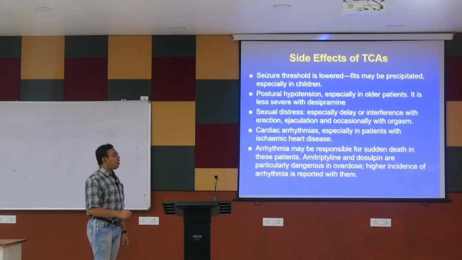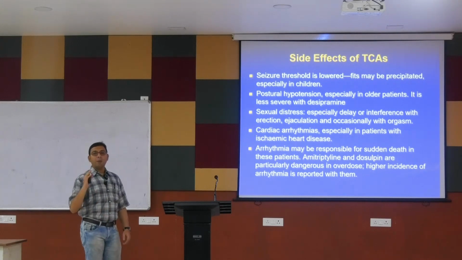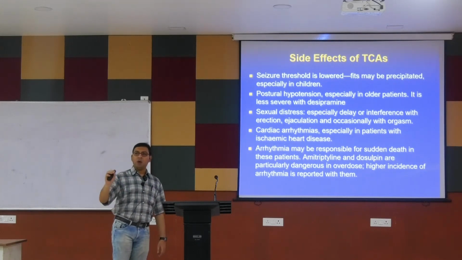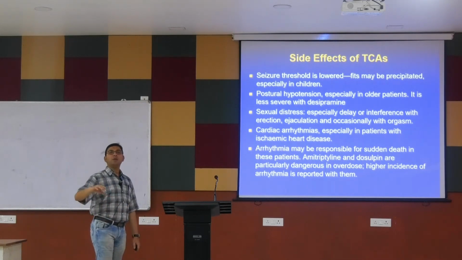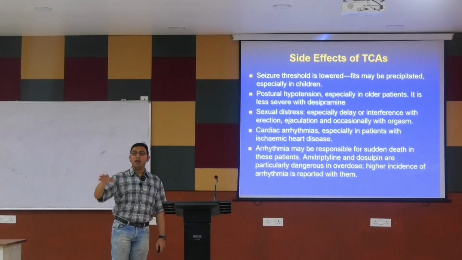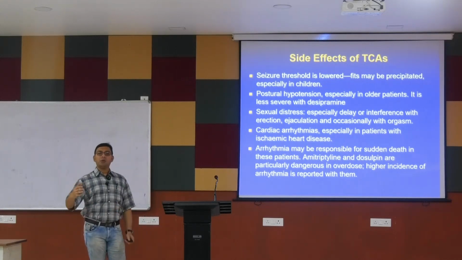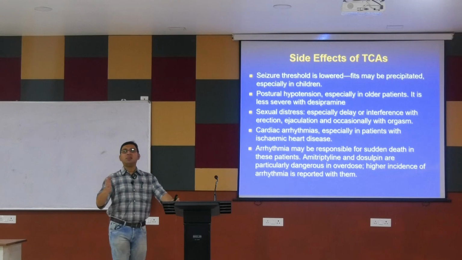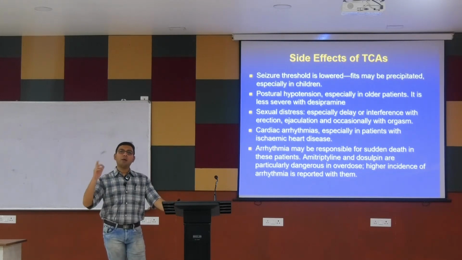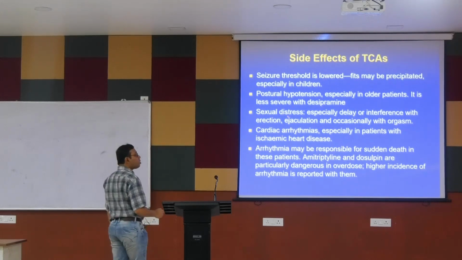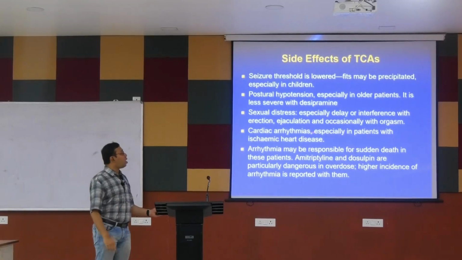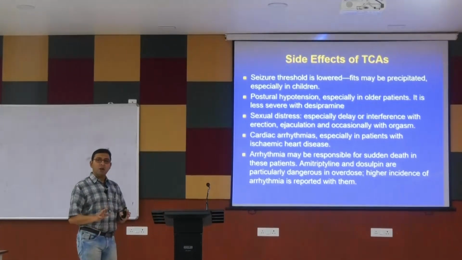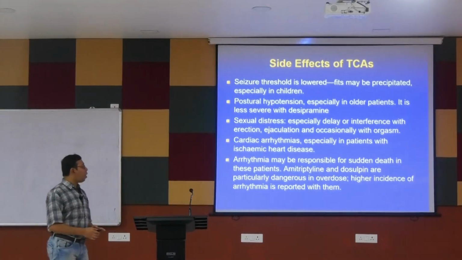Postural hypotension can happen, especially in older patients. So we have to be cautious about elderly patients when prescribing this. It is less severe with desipramine, so desipramine should be given in elderly patients because there is less postural hypotension. It means that if the patient sits up from the supine position, there may be some decrease in blood pressure and there may be vertigo. Sexual dysfunction can happen, especially delay or interference with erection, ejaculation and occasionally with orgasm. This is very common with antidepressant drugs.